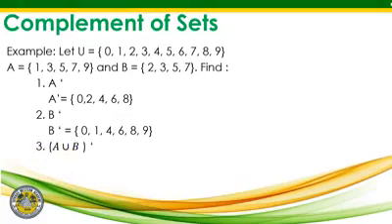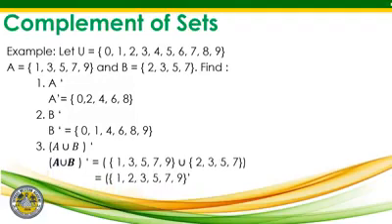Another example. For example, we have (A union B) prime. So of course, in this given, we're going to have two basic set operations. The first thing that you're going to do is to look for A union B. So we have {1, 3, 5, 7, 9} union {2, 3, 5, 7}. And of course, A union B is equal to {1, 2, 3, 5, 7, 9}.